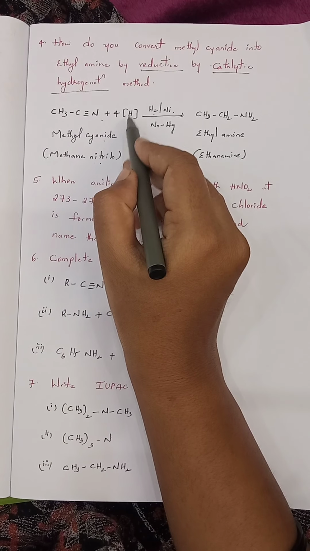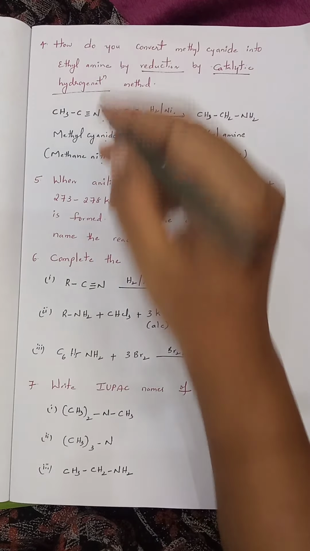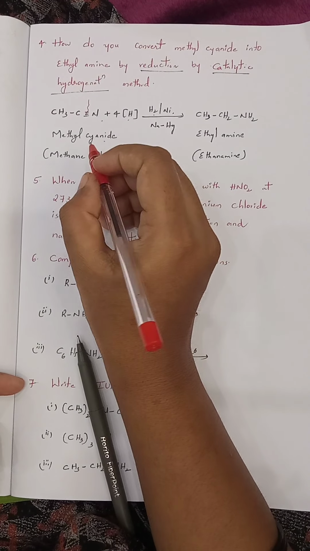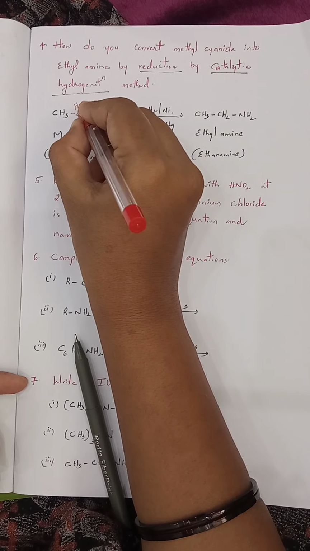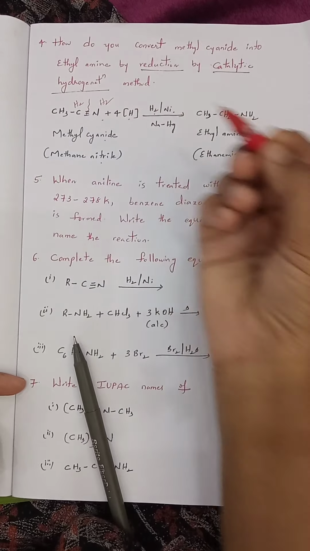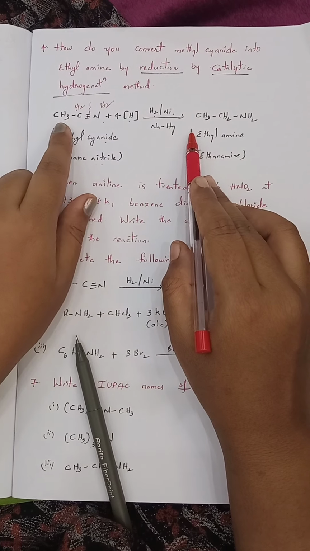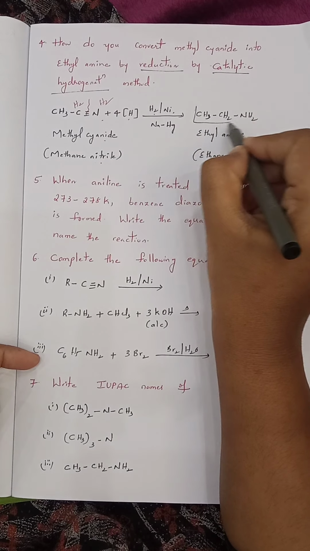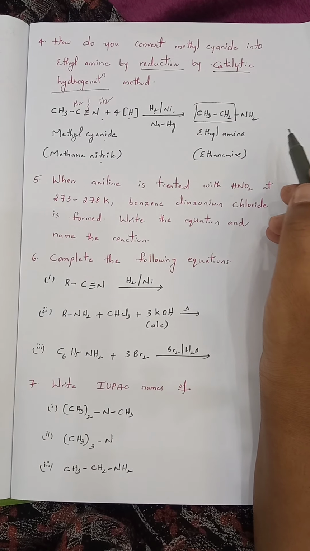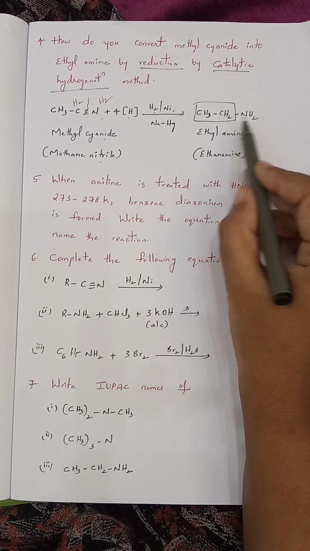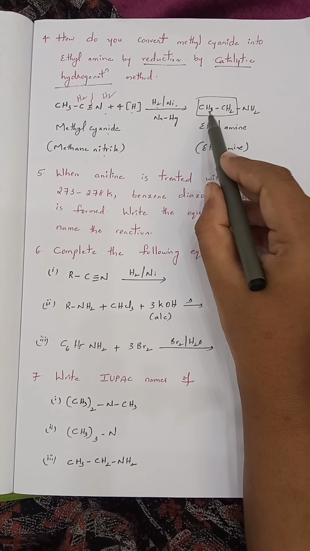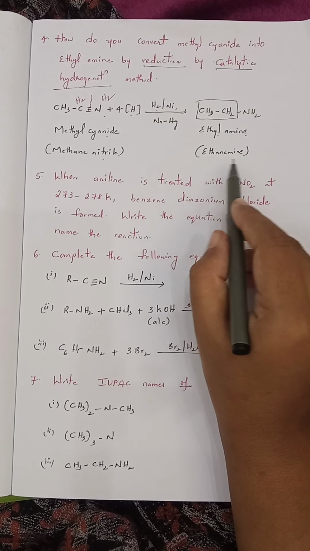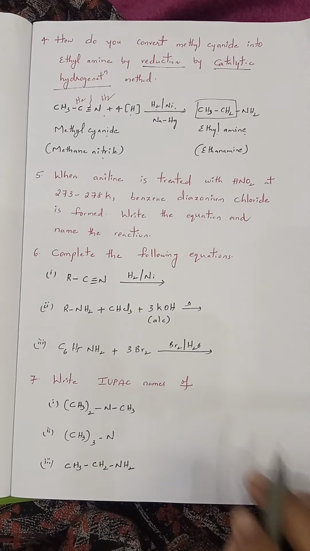Four hydrogens are required for this complete reduction. These two pi bonds are broken. When two pi bonds are broken, here two hydrogens are added each. It converts into CH3, CH2, NH2. Here two carbons are present on the parent chain. We can call it ethanamine, or we can also call it ethylamine. Ethylamine is a common name. Ethanamine is the IUPAC name.